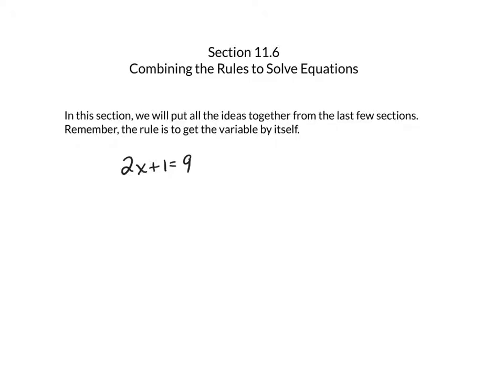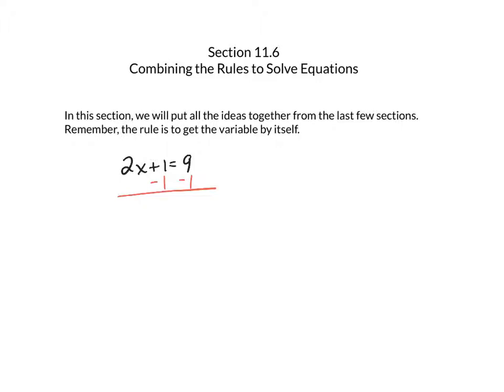And you can see that to get that variable all by itself, I need to do two things. I need to subtract 1, and I also need to divide by 2. One thing that's very important here, you always want to go through and get rid of the addition or subtraction first before you do anything with the multiplication and division. So what I'm going to do first is subtract 1 from both sides. And I'm showing that right now.